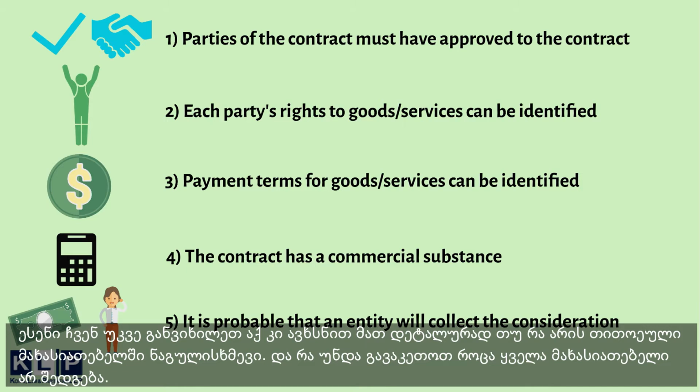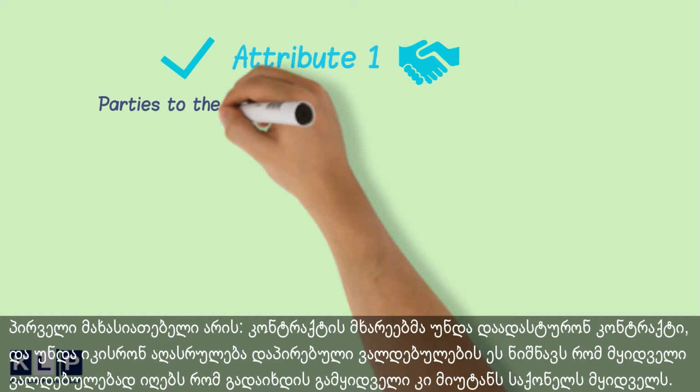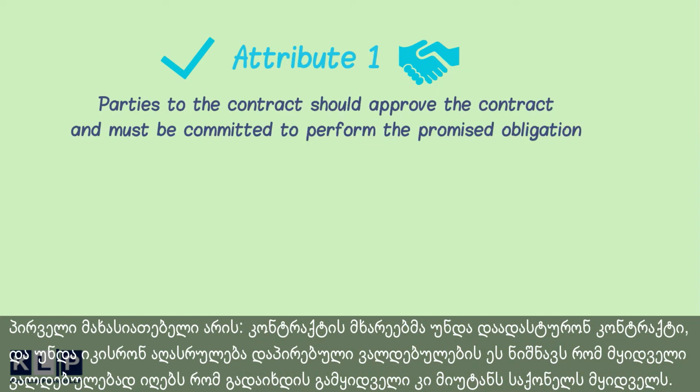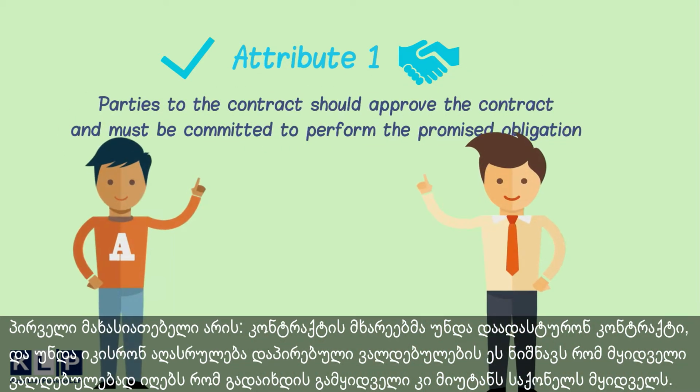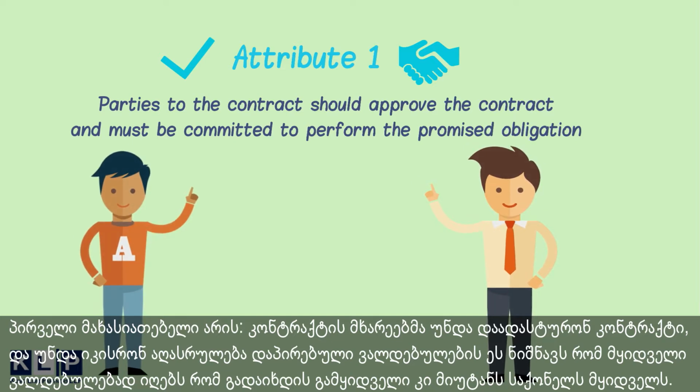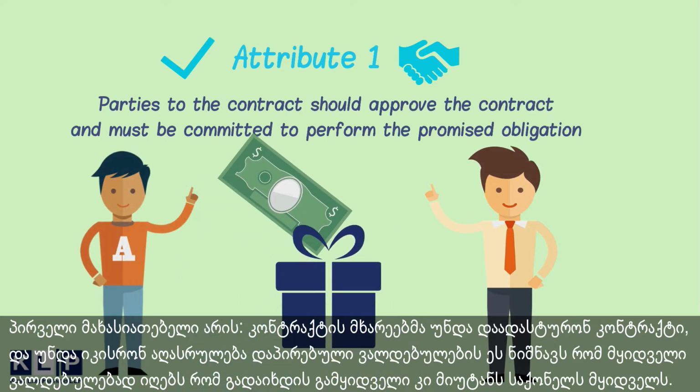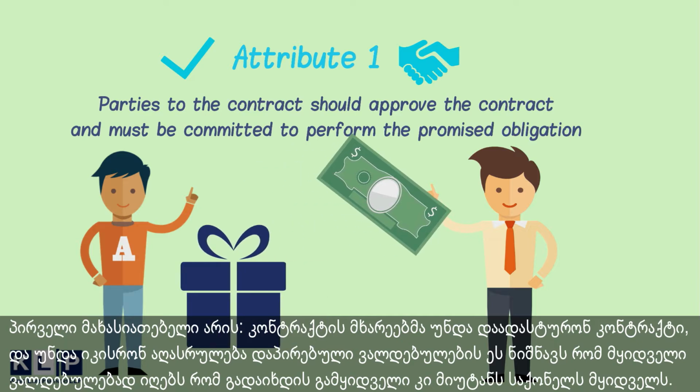These have been introduced to you in our overview video. Here, we will go through in detail what each attribute means and what to do when not all the attributes can be met. Attribute number 1 is that parties to the contract should approve the contract and must be committed to perform their promised obligations. This means that the buyer has the obligation to pay the seller and the seller has the obligation to deliver the goods or service to the buyer.